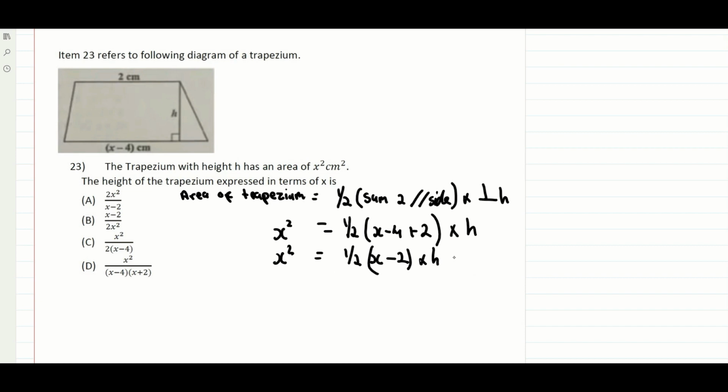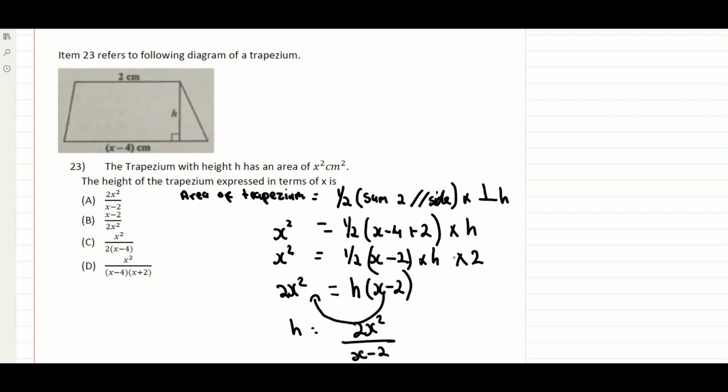So anytime we have a half, to get rid of that half or divide by 2, what you would do is simply multiply by 2. So you're going to have 2x squared. A half by 2 is 1, right? Is equal to h by x minus 2. Okay, we got rid of that half. Remember, this entire thing is being divided by 2 or multiplied by half. Alright, so now we want to make h the subject. So you carry across this. So h would be 2x squared all over x minus 2.